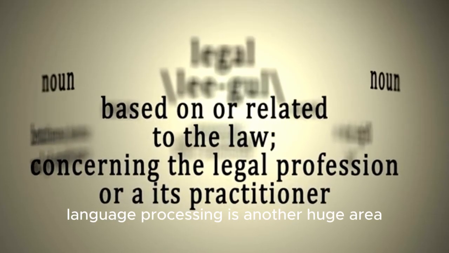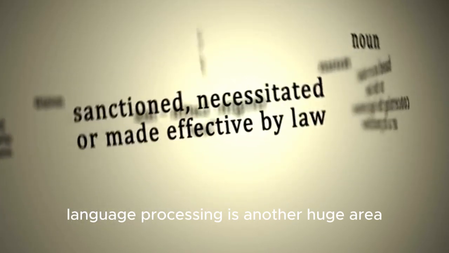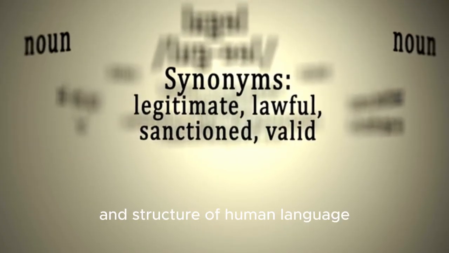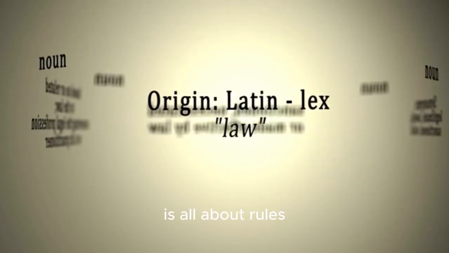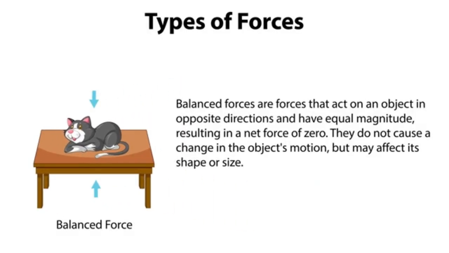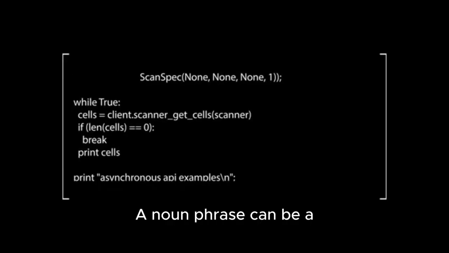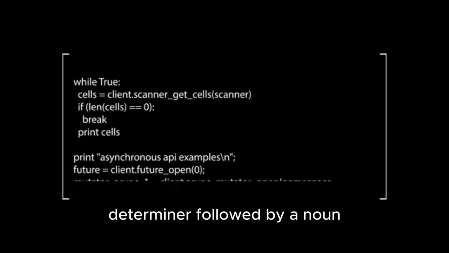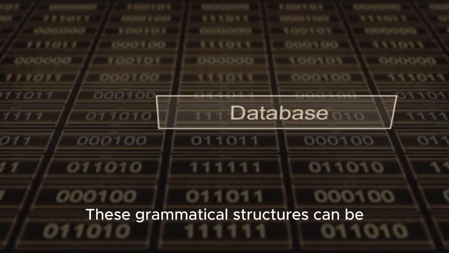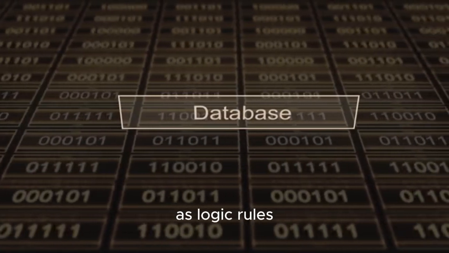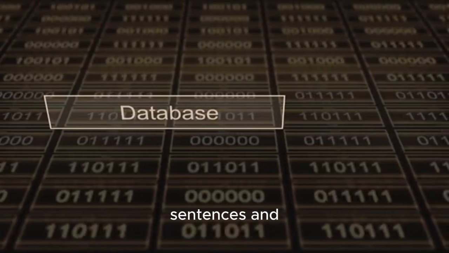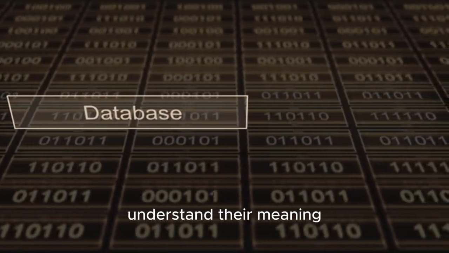Natural language processing is another huge area. Understanding the grammar and structure of human language is all about rules. A sentence is composed of a noun phrase and a verb phrase. A noun phrase can be a determiner followed by a noun. These grammatical structures can be expressed beautifully as logic rules, allowing a program to parse sentences and understand their meaning.